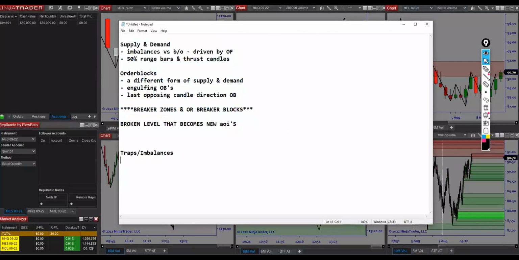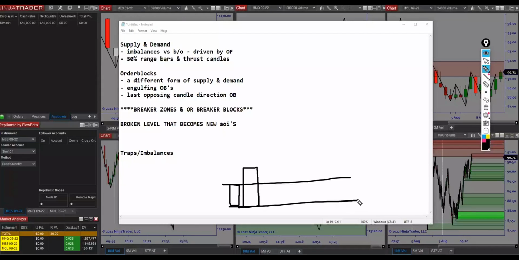The only thing I want to talk about is the traps and imbalances. All a trap is, is an imbalance. Let's say you get an order block, an engulfing bar, so you get the buy order block that comes in here. All that this means is that as soon as we close, we open, and then all of a sudden we get another candle that comes up, but there's a space between here and here.